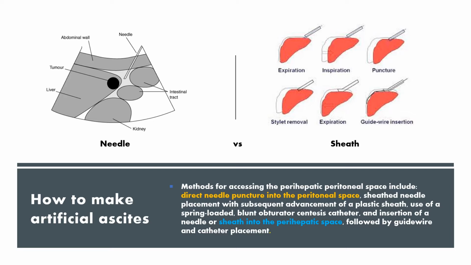There are various methods for accessing the perihepatic peritoneal space, from direct needle puncture into the peritoneal space to insertion of a needle or sheath into the perihepatic space. Personally, I prefer to use the sheath rather than the needle.